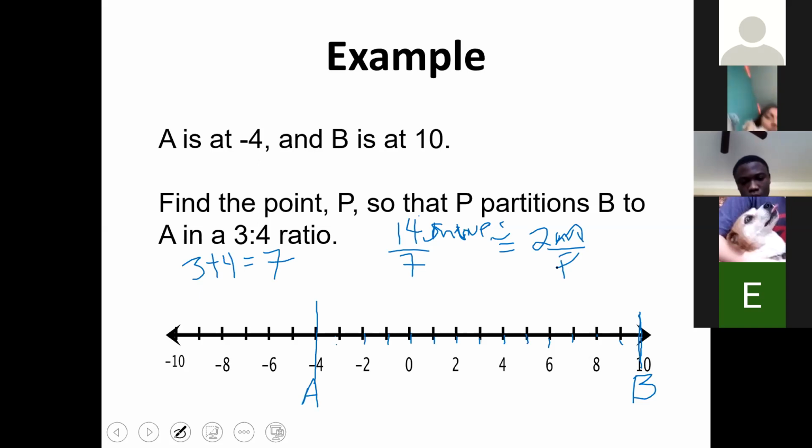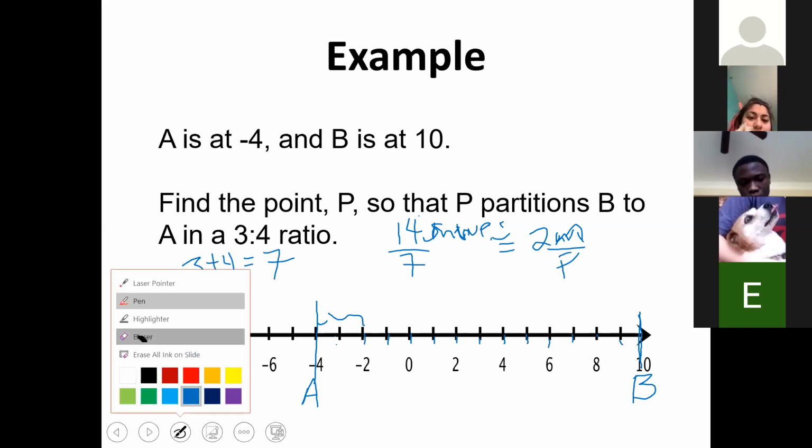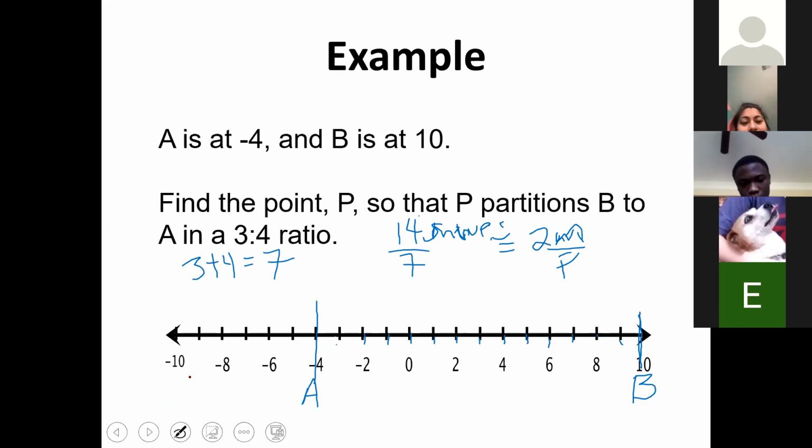Okay, so if we move 2 times, here's 1. Let me erase that. That's horrible. All right, and I'll just do it in red. So here's 1 segment. And then here's 2 segments. Here's 3 segments. Here's 4 segments. 5 segments. 6 segments. And 7 segments.